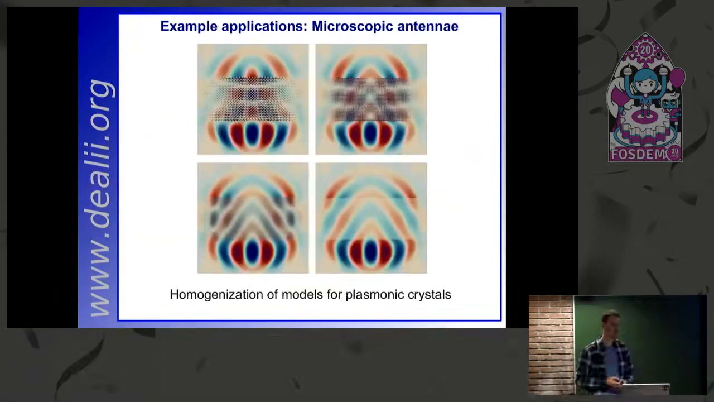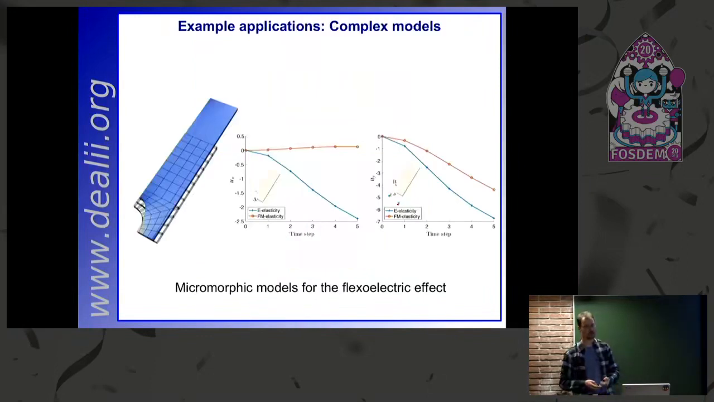Here's an example for a microscopic antenna. So you have a plasmonic crystal, with very small length scales compared to the actual device. So you want to maybe simulate this directly, or you want to homogenize. So there's a lot of, again, multi-physics that comes into play here. There's another one. This is a flexoelectric effect, so it's the interaction of electric voltage and the mechanical deformation.